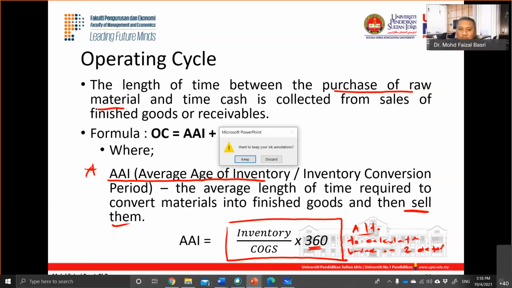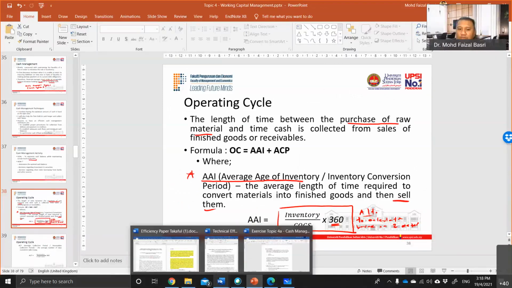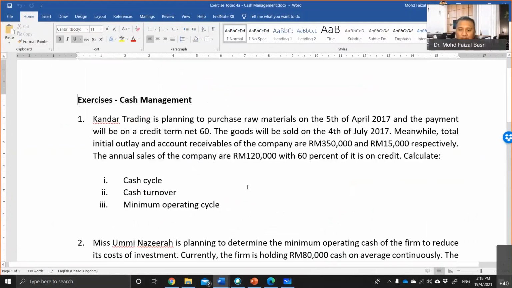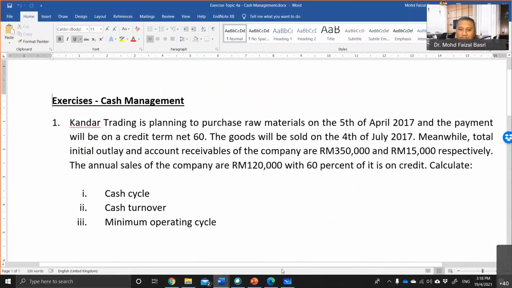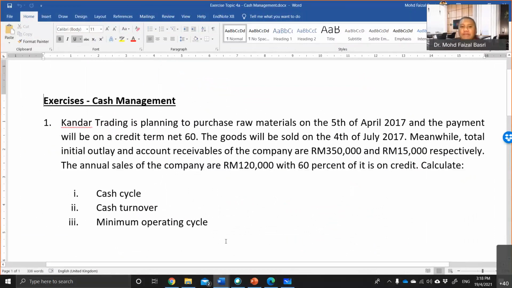So, to make it easier, what I'm going to do is use this example. Look at question number 1 here. Question number 1. All right, so this company is planning to purchase raw material on the 5th.